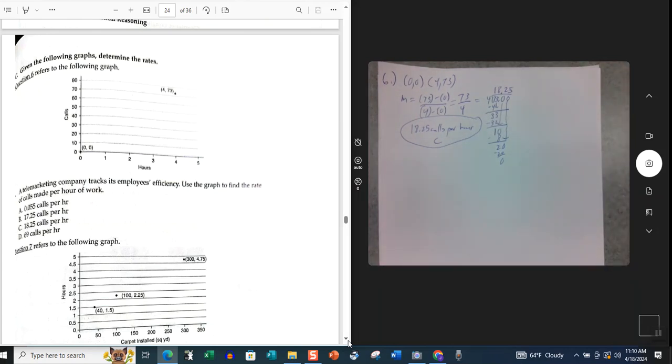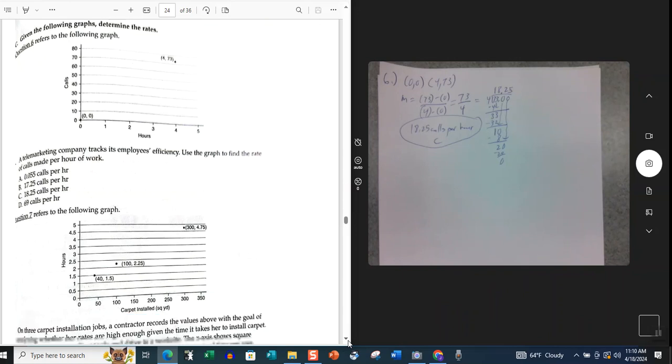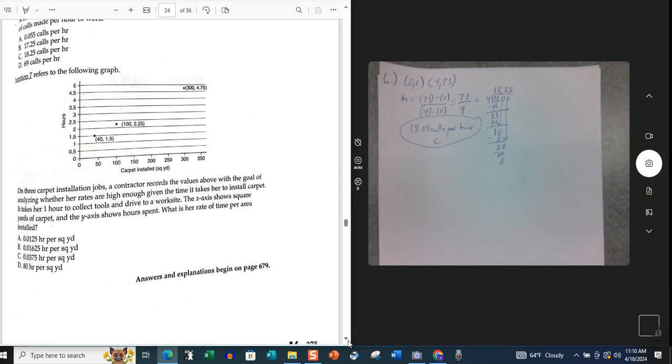All right, now we move on to problem number 7. It says question 7 refers to the following graph. Okay, we see this graph here. It says on 3 carpet installation jobs, a contractor records the values above with the goal of analyzing whether her rates are high enough given the time it takes her to install carpet. It takes her 1 hour to collect tools and drive to a work site. The x-axis shows square yards of carpet, and the y-axis shows hours spent. What is the rate of time per area installed?